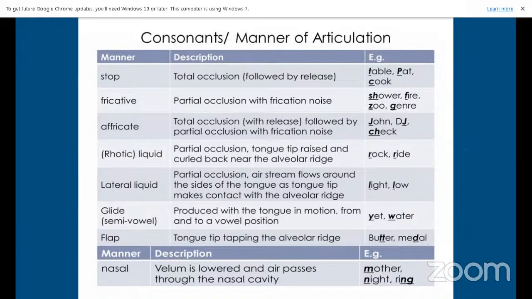Fricative is like a friction. Then we have the semi-vowel. Now what is this semi-vowel?